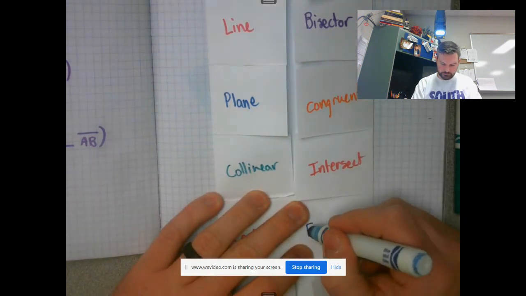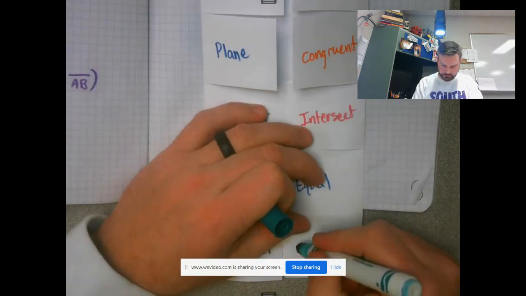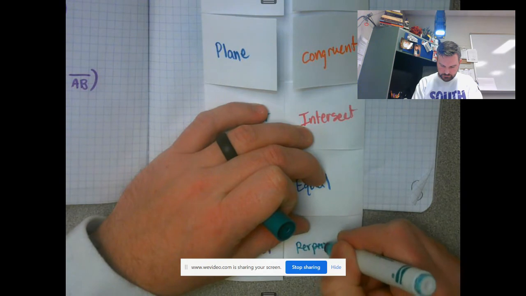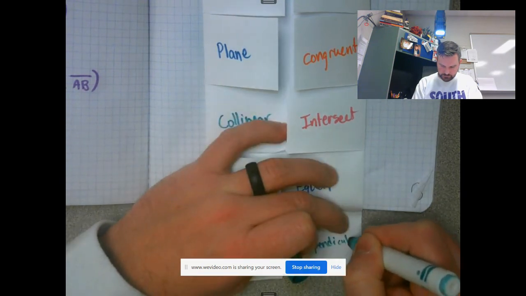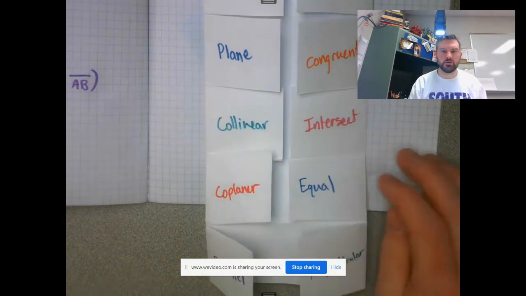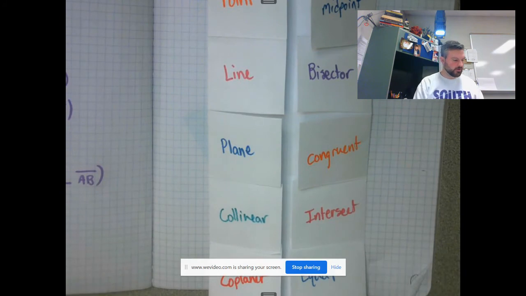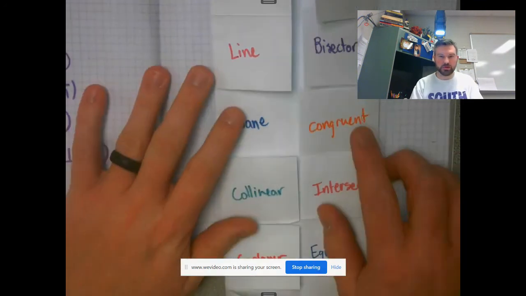Equal. And the last one here will be perpendicular. So we got all of those words there. Now this is already kind of set up, and we're going to do just a couple today, and we'll do more in class. The ones that I want to do today are congruent.